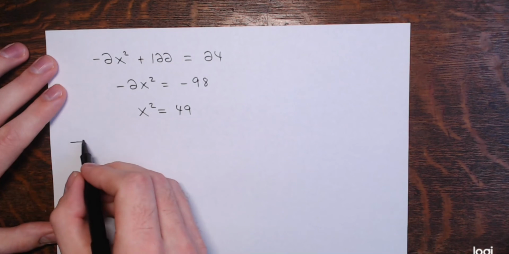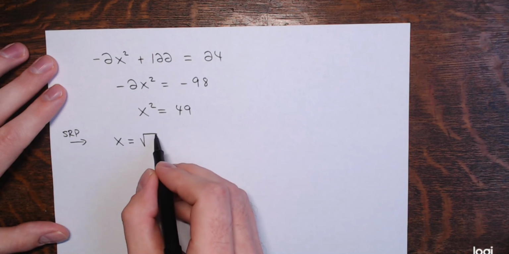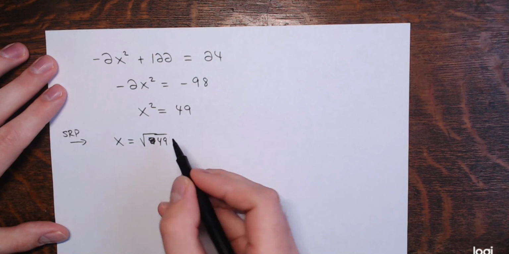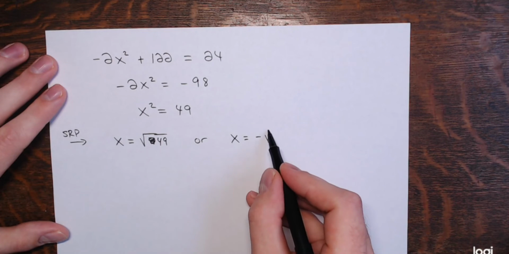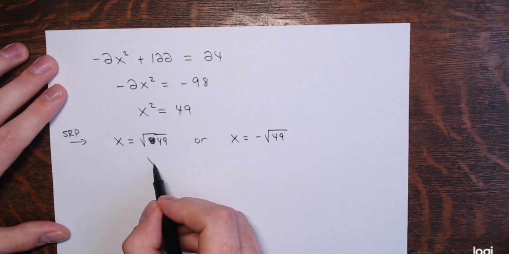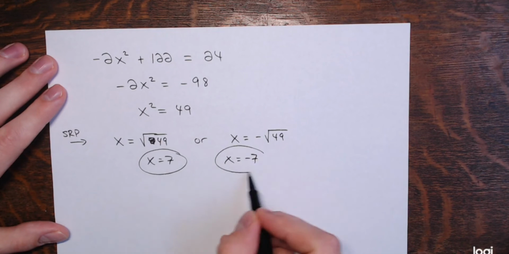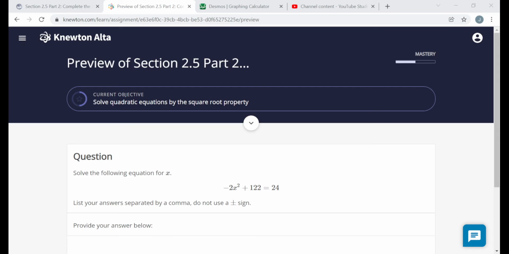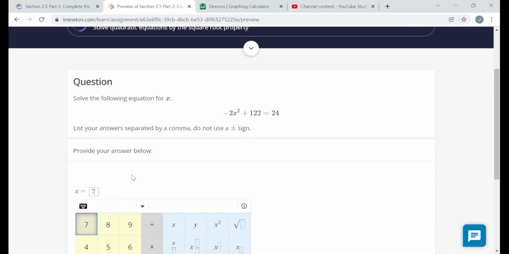By the square root property, x is equal to the square root of 49. It's going to be 7 eventually. Or x equals the negative square root of 49. So x equals 7 or x equals negative 7. And again, don't forget to check these back in the original equation. I'll leave that to you. All right, so here x equals, again, leaving a comma between them, 7 comma negative 7.